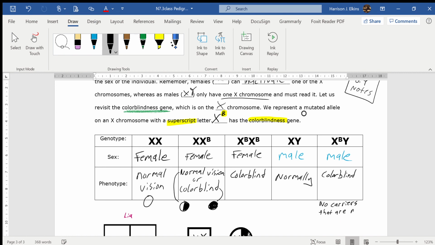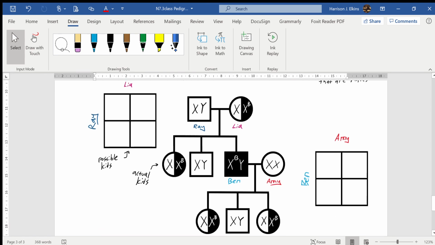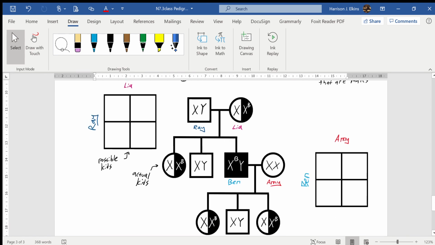Unless they had Klinefelters, but we're not gonna talk about that in this chapter. Okay, so no carriers that are males. So let's look at colorblindness. Okay, we're gonna revisit Ray and Leah's family, and instead we're gonna look at their X chromosome. We're gonna look at their colorblindness gene here.